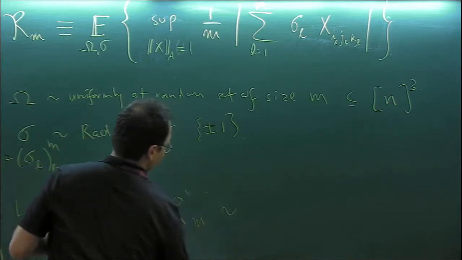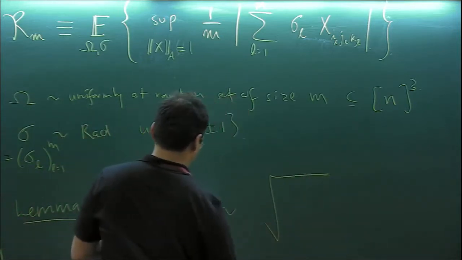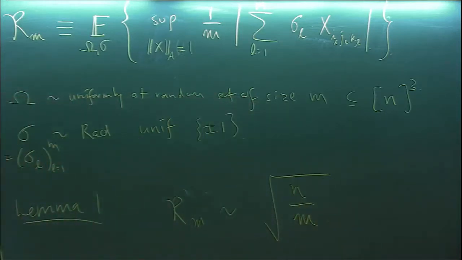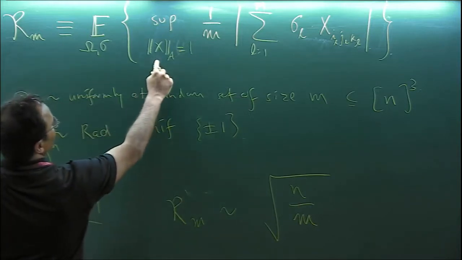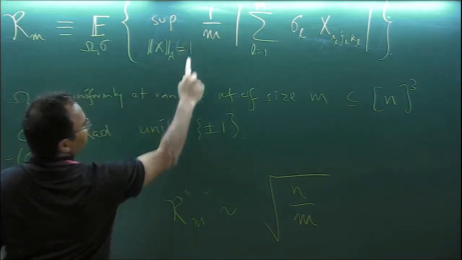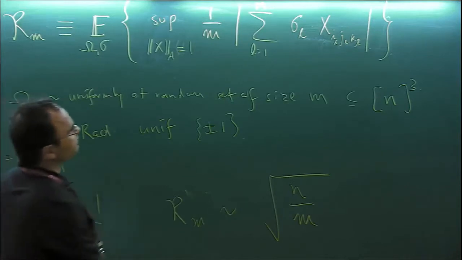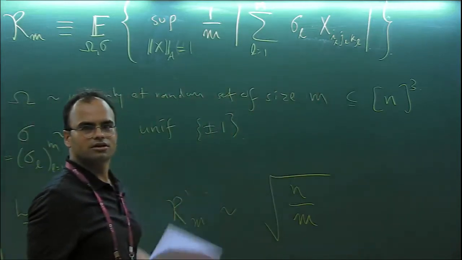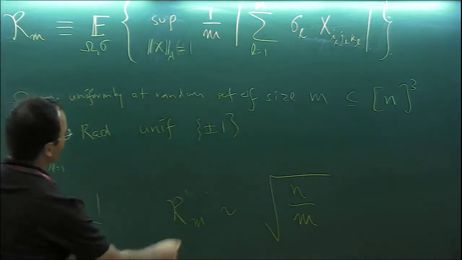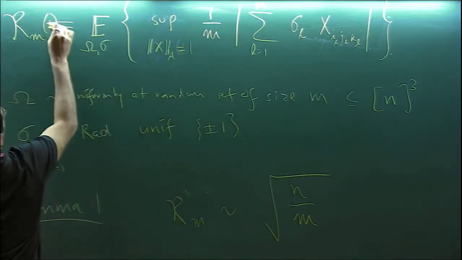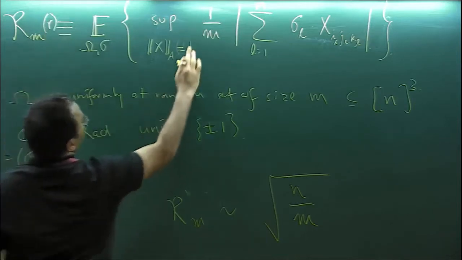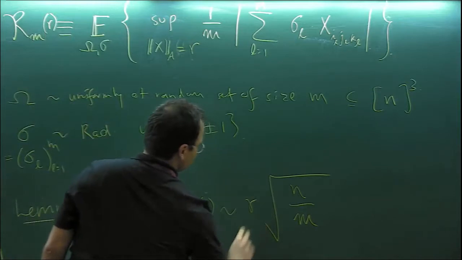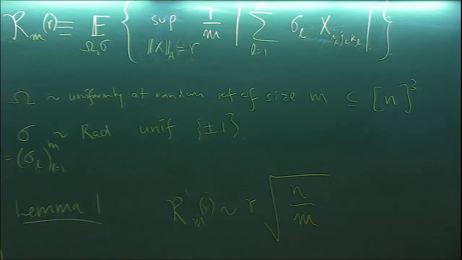Rm scales like square root of n over m. Okay. In particular, if I increase this to r, then one way to think about this is every entry of this is r times larger. So it's linear in that. So if I have, let's call this 1, or let's call this r, then it would scale like this. Okay.